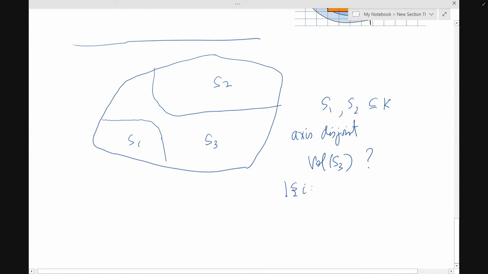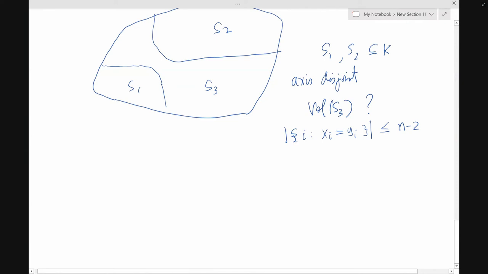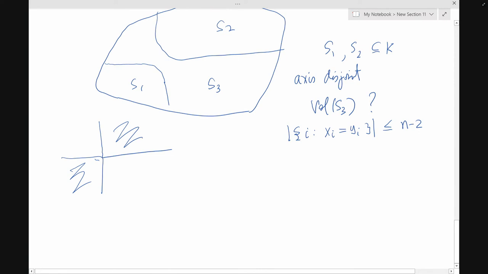Just to be completely precise, by axis disjoint, I just mean that the number of coordinates i in which xi equals yi must be less than n minus 2. So they cannot agree. They must disagree on at least two coordinates. Classically, we would normally write, volume of S3 is at least the minimum of volume of S1, S2, times some notion of distance between S1, S2. But here in this setting, the distance could be zero. You could get as close as possible to each other while being axis disjoint. Still, it seems like we get some S3, which is untouched. How to quantify it?